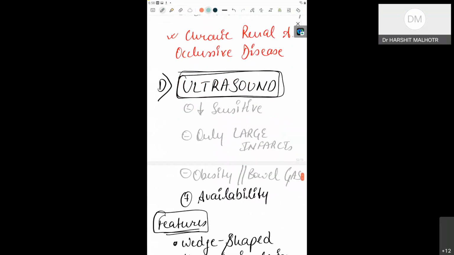Coming to ultrasound, the sensitivity is low. It is operator dependent. It usually only picks up large infarcts. It has actually been seen in studies, even retrospective studies, that even when the ultrasound was done, out of 32 cases, there were only 4 to 6 cases in which the actual infarct was picked up by ultrasonography.